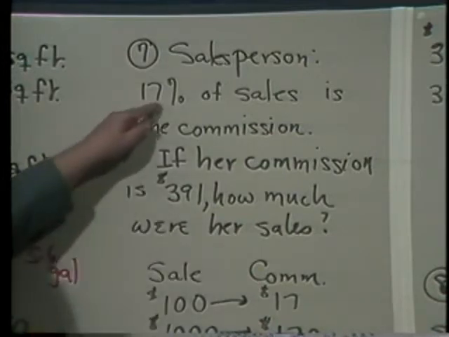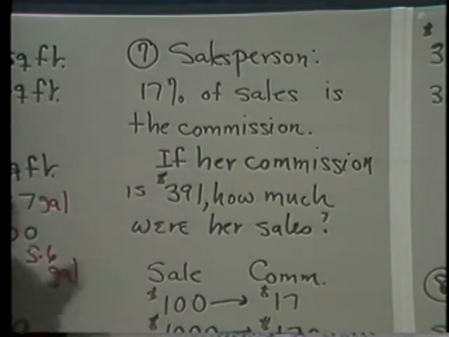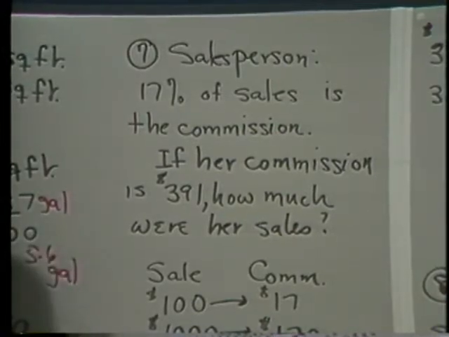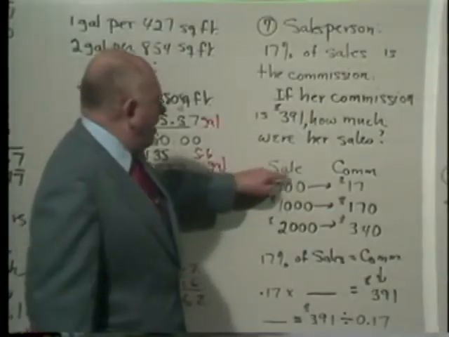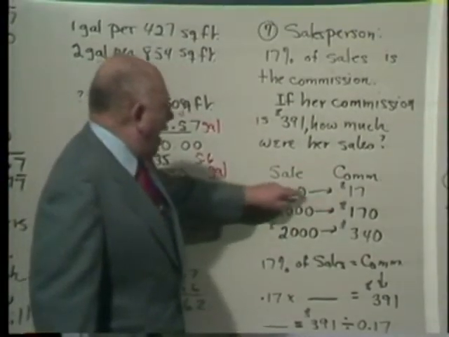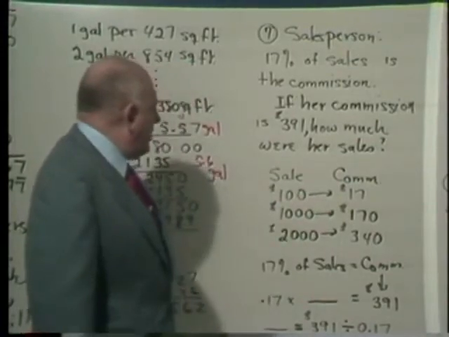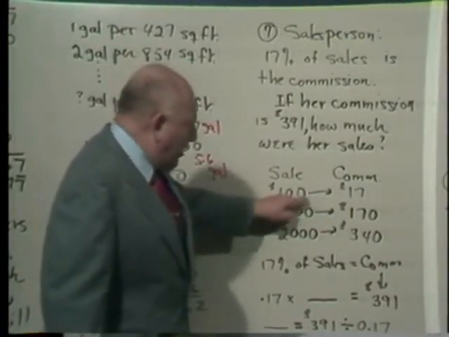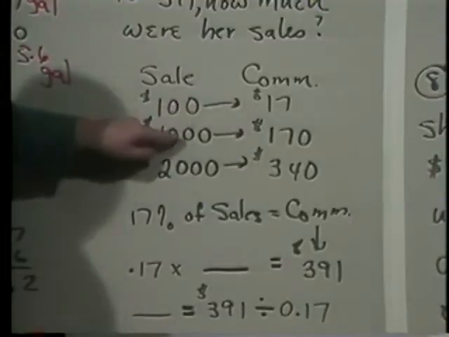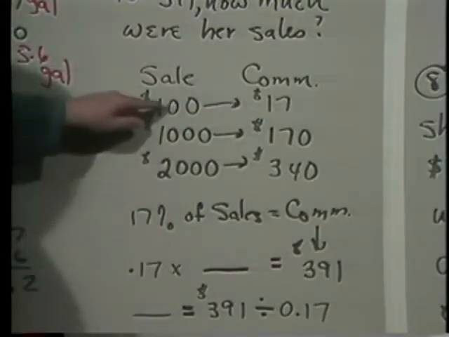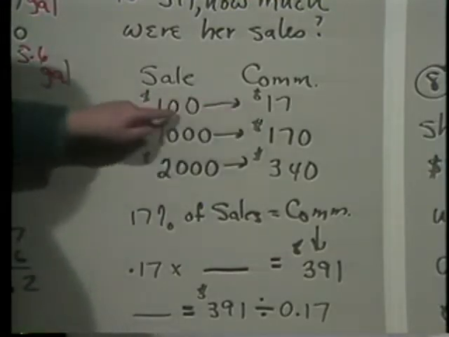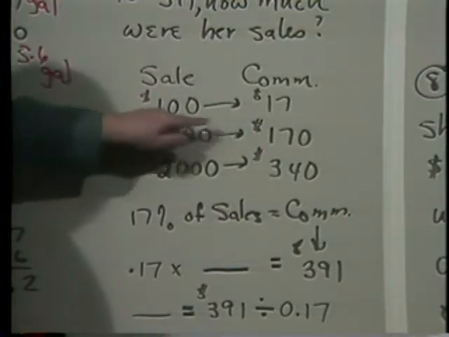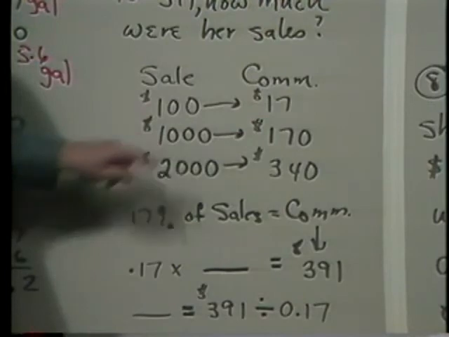See, people say 17%. I don't know how to handle that. Don't worry about it. 17% means that out of every $100, you get $17. See? So, in other words, on $1, she would make 17 cents. On $100, she makes $17. On 1,000, now watch how this works. See? 1,000 is 10 times 100. So if you make $17 on a $100 sale, if that's your commission, you're going to make 10 times that amount on a $1,000 sale.